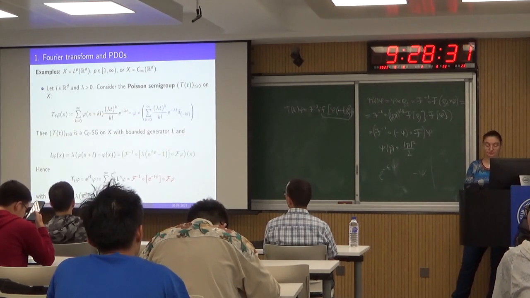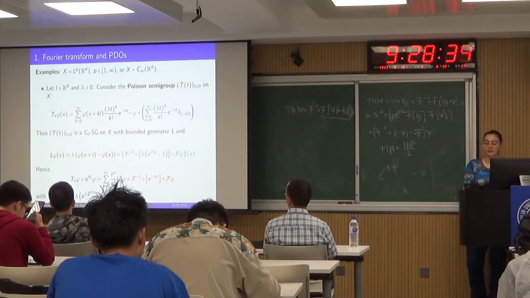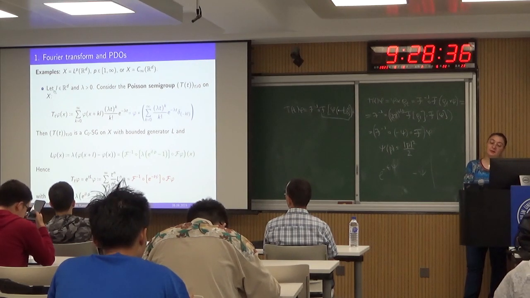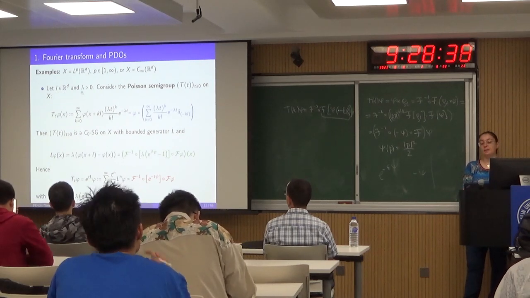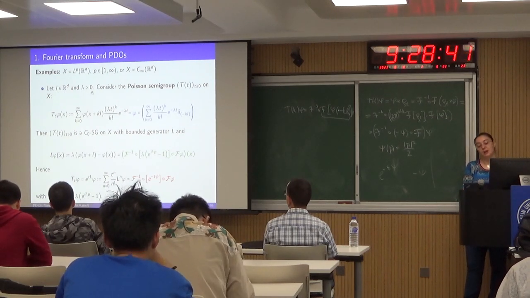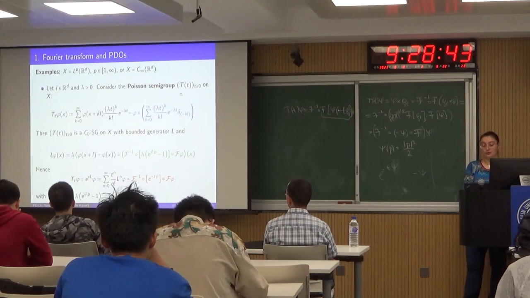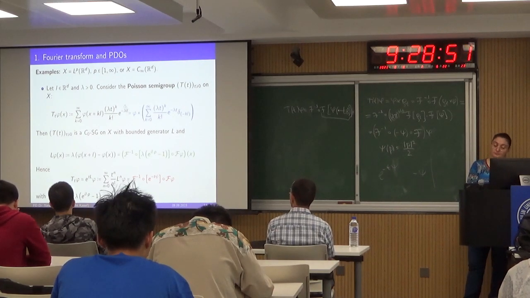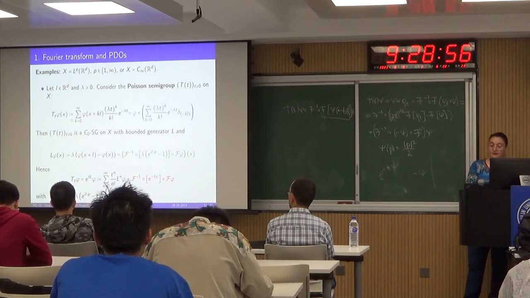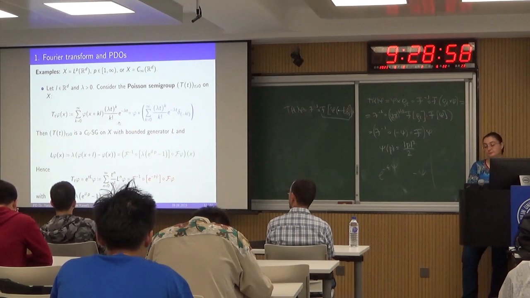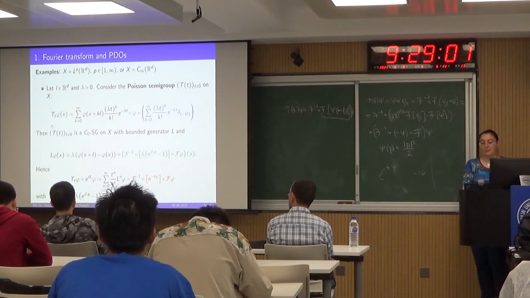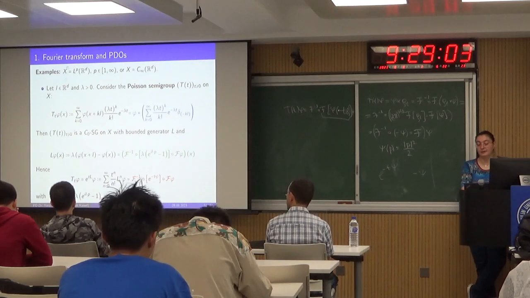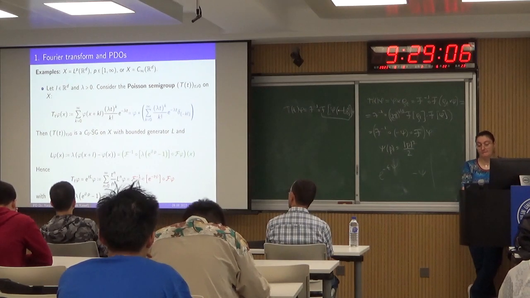One more example. The so-called Poisson semigroup. So we fix some vector L in R^d and some constant lambda, strictly positive. And we consider the so-called Poisson semigroup on any of our favorite Banach spaces. So this is the definition. And one can check that this series converges. So we really have a bounded linear operator defined on each of these Banach spaces.